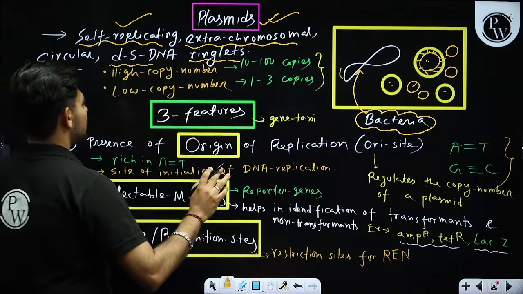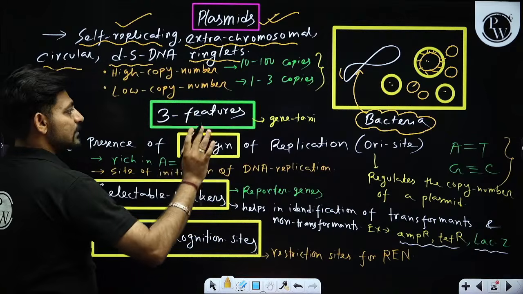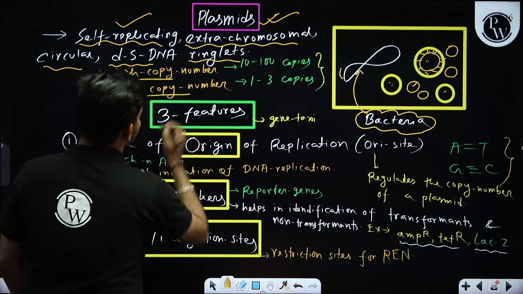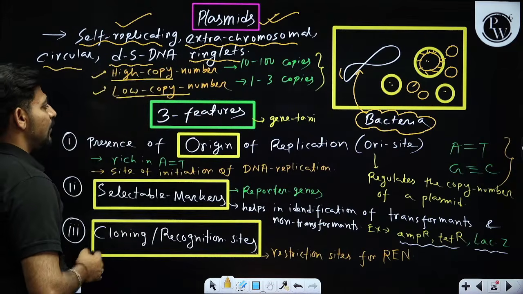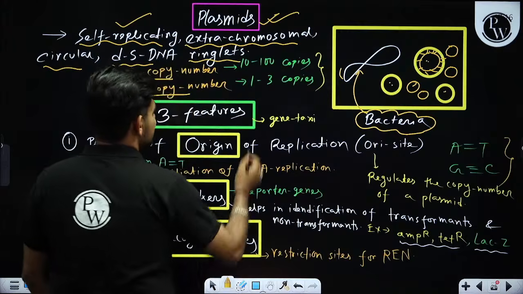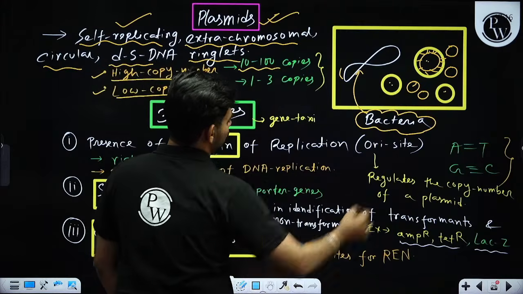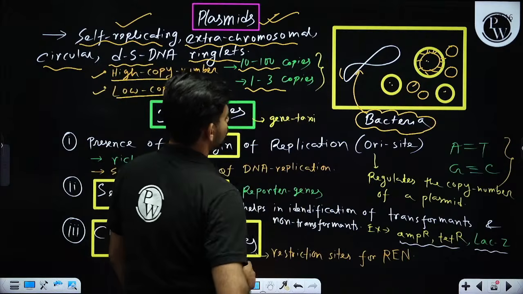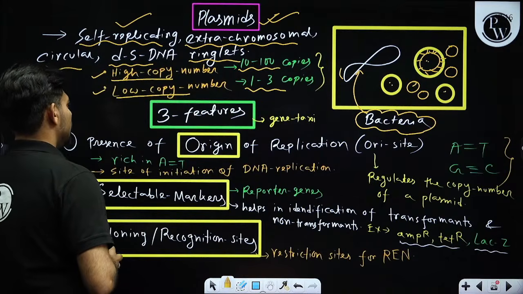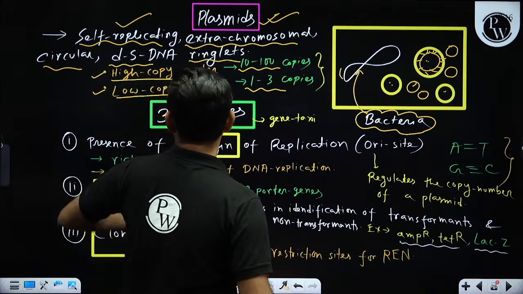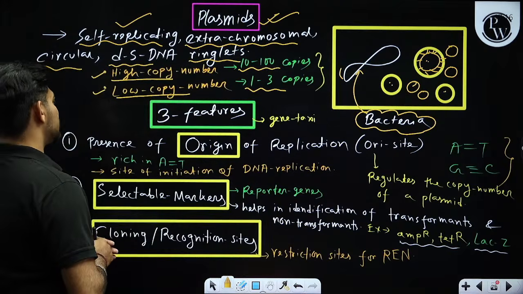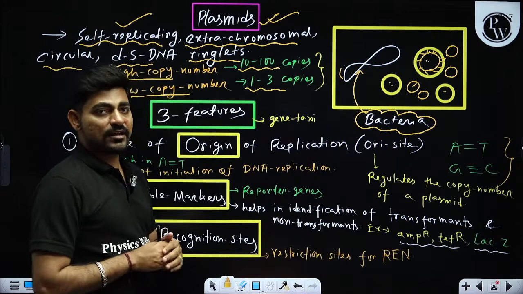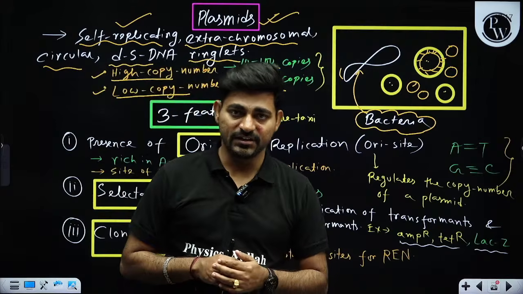Okay. Now there can be two kinds of plasmid present in bacteria. One is high copy number plasmid, another is low copy number plasmid. High copy number plasmid means they can produce 10 to 100 copies of themselves, and low copy number plasmid means they can produce 1 to 3 copies only. Now what makes these high copy number plasmids different from low copy number? It's about the origin of replication.